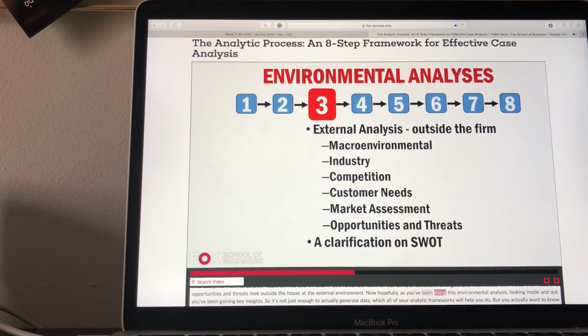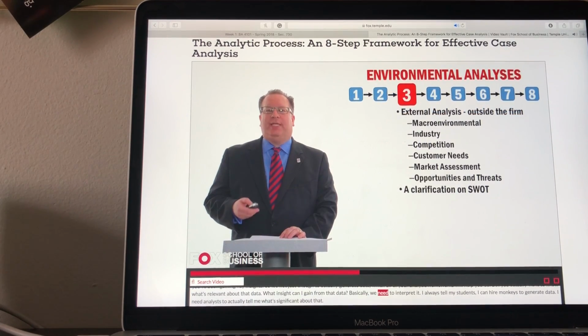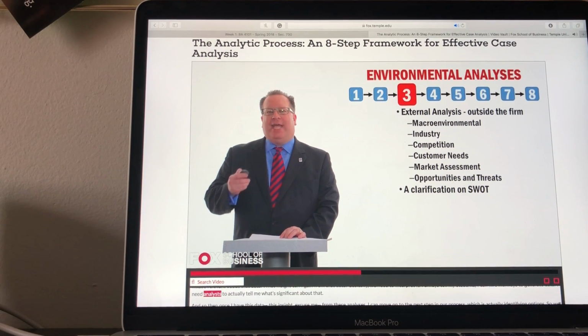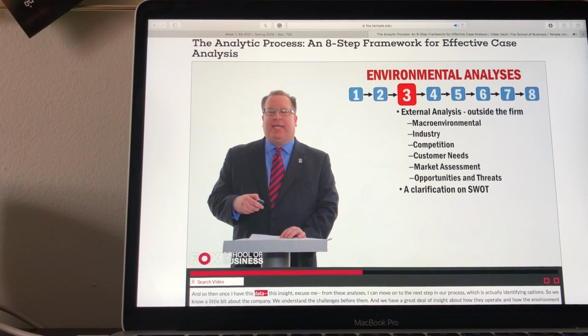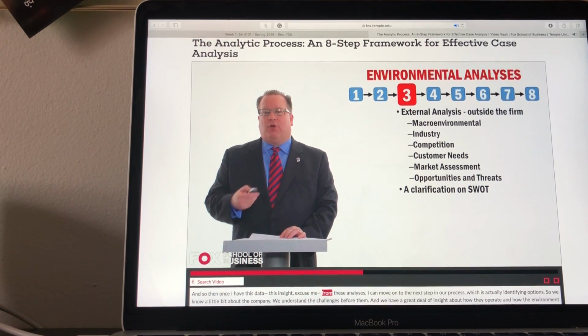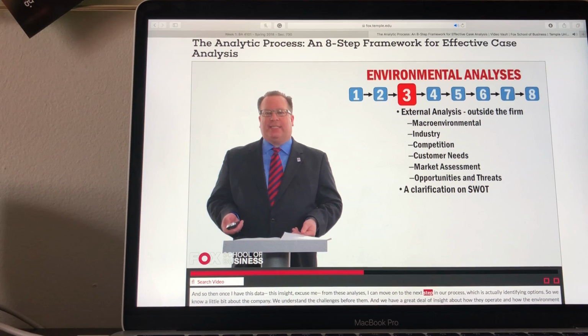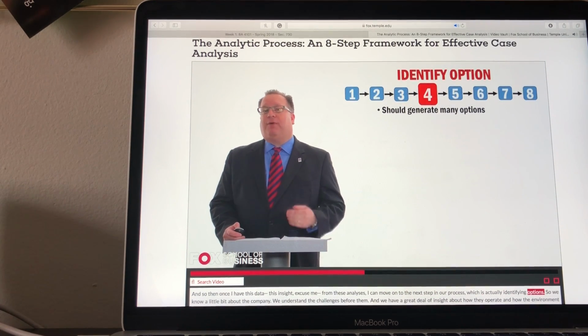Now, hopefully, as you've been doing this environmental analysis, looking inside and out, you've been gaining key insights, right? So it's not just enough to actually generate data, which all of your analytic frameworks will help you do, but you actually want to know what's relevant about that data. What insight can I gain from that data? Basically, we need to interpret it. I always tell my students, I can hire monkeys to generate data. I need analysts to actually tell me what's significant about that. And so once I have this insight from these analyses, I can move on to the next step in our process, which is actually identifying options.